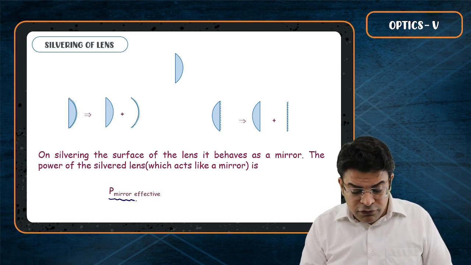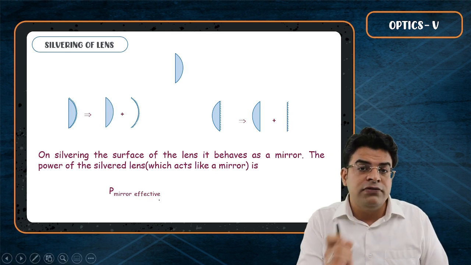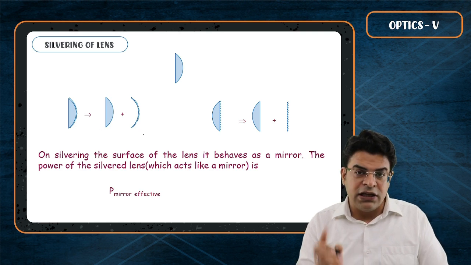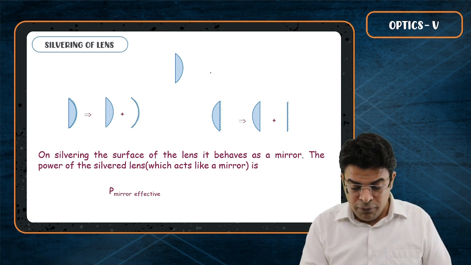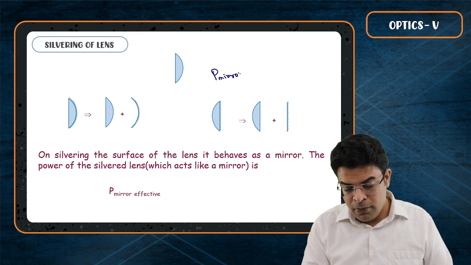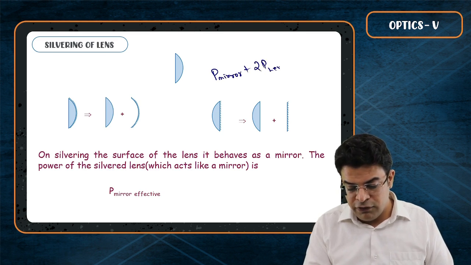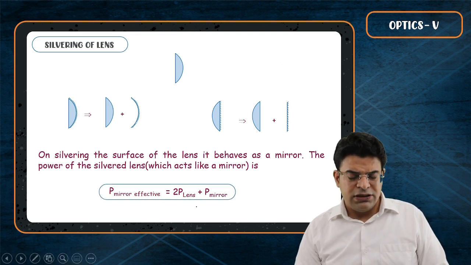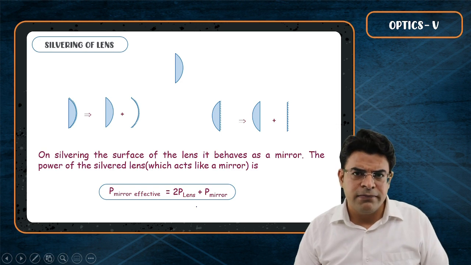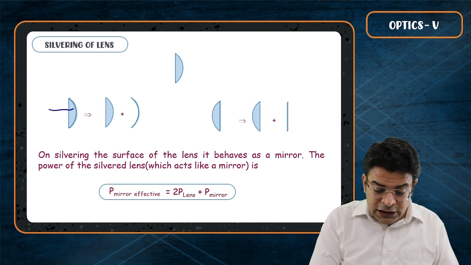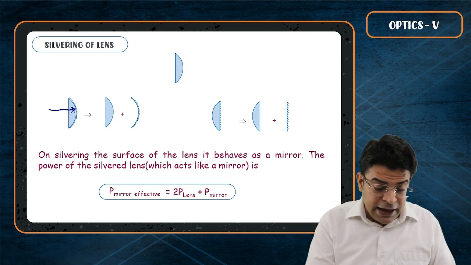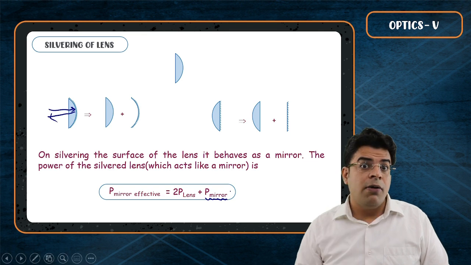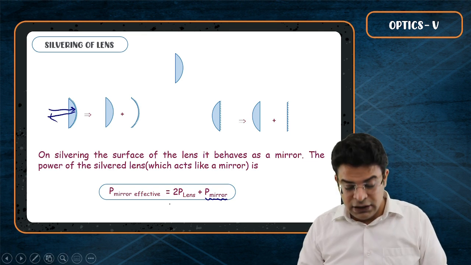So you will say the power of the effective mirror formed by lens and mirror combination is nothing but power of mirror plus 2 times power of lens. Sir, why 2 times power of lens? Because reflection takes place only once, but refraction takes place twice. Reflection takes place only once, while refraction due to the lens takes place twice.